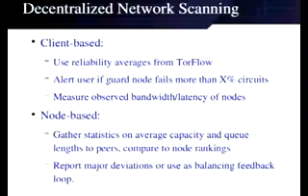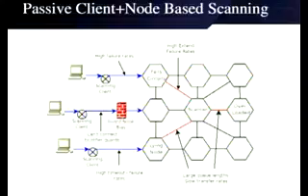For node-based scanning, another potential, you can try and get statistics on queue capacity to various nodes. You can try and report these deviations that you notice in these queues for use as either feedback for clients to try and load balance better, or just as possibly overloaded nodes.